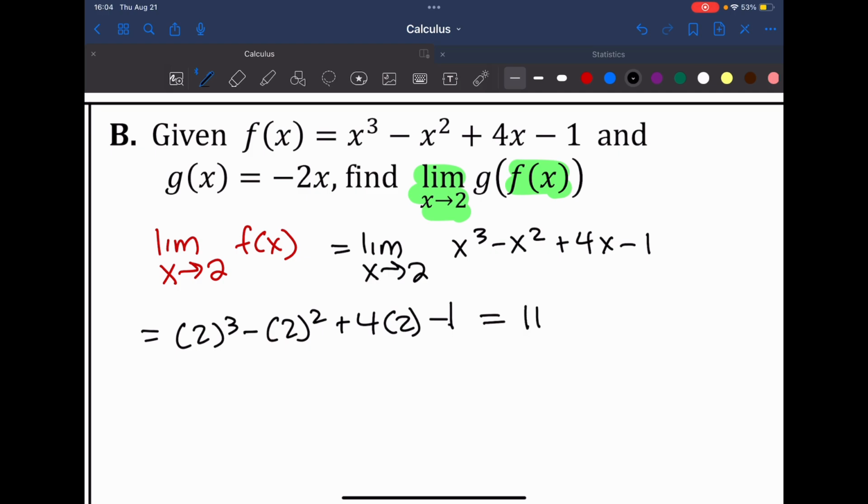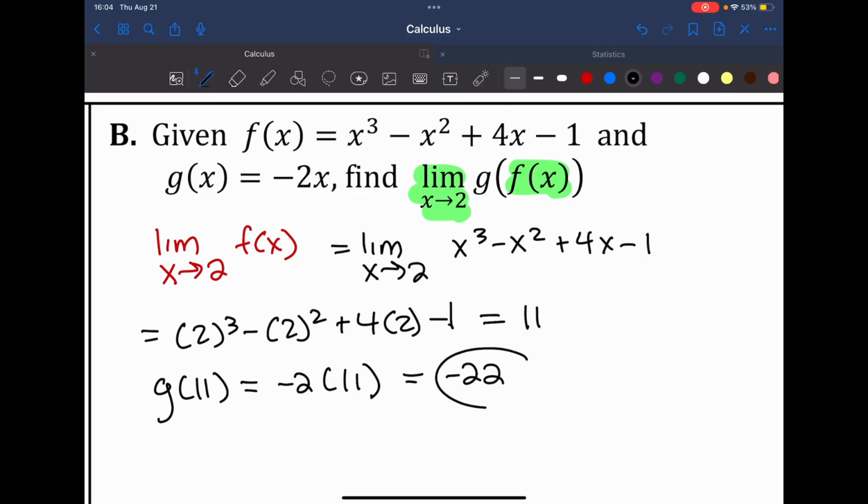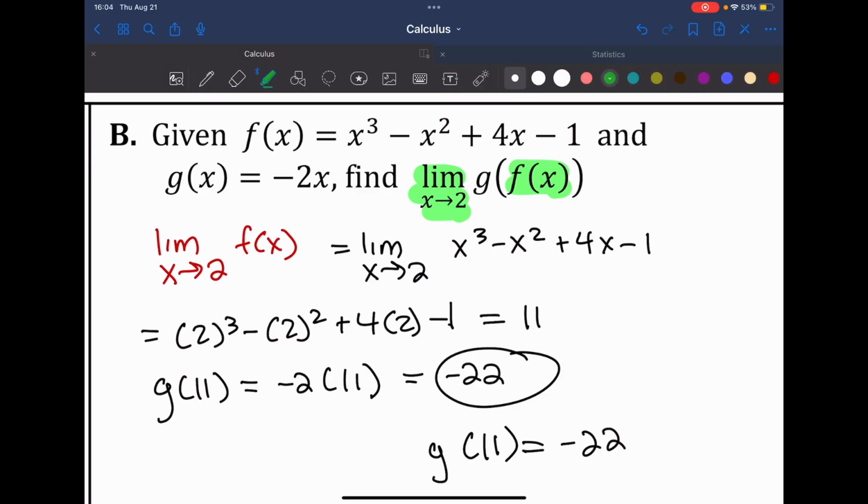Then I'm going to plug 11 in for g. So g of 11 is equal to negative 2 times 11, which is negative 22. So that means g of 11 equals negative 22, and that's my answer.